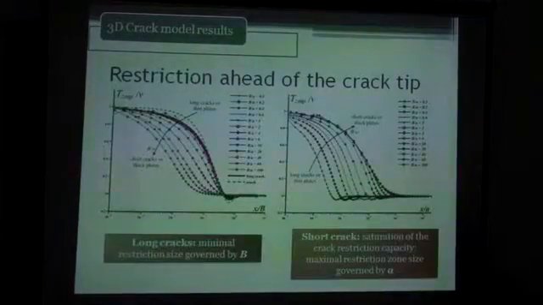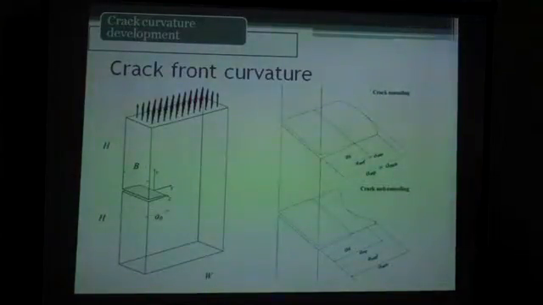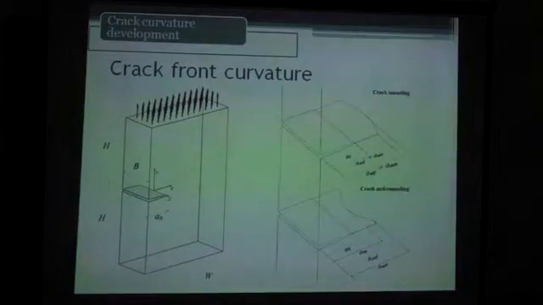But then the interesting part is simulating what the crack will do due to this variation in the stress intensity factor along the crack front. And we can have two effects, crack tunneling and crack anti-tunneling below.